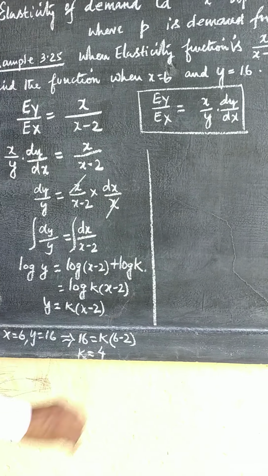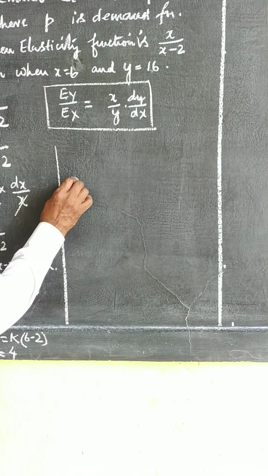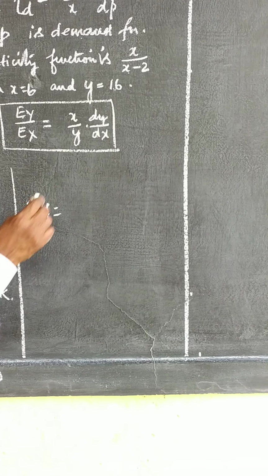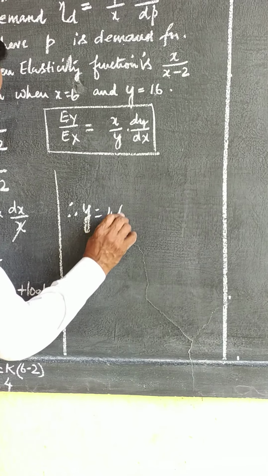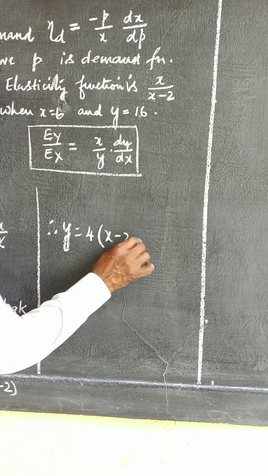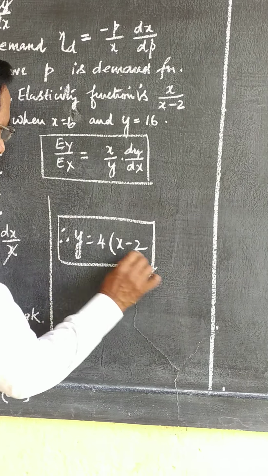Therefore, y is equal to, instead of k, 4 into x minus 2. This is the final answer.